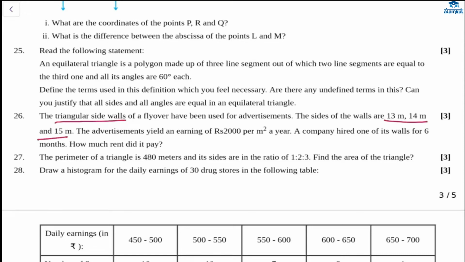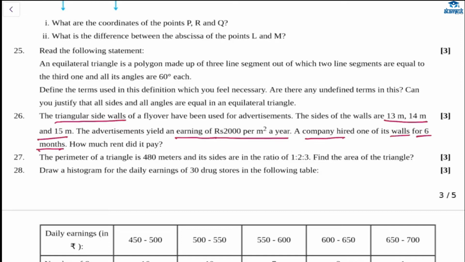Okay, the advertisement yields an earning of rupees 2,000 per meter square a year. This is the earning that the advertisement is gaining, per year per meter square. The company hired one of its walls for 6 months. How much rent did it pay? So how are we going to calculate what rent they are going to pay if they hire that wall for 6 months?